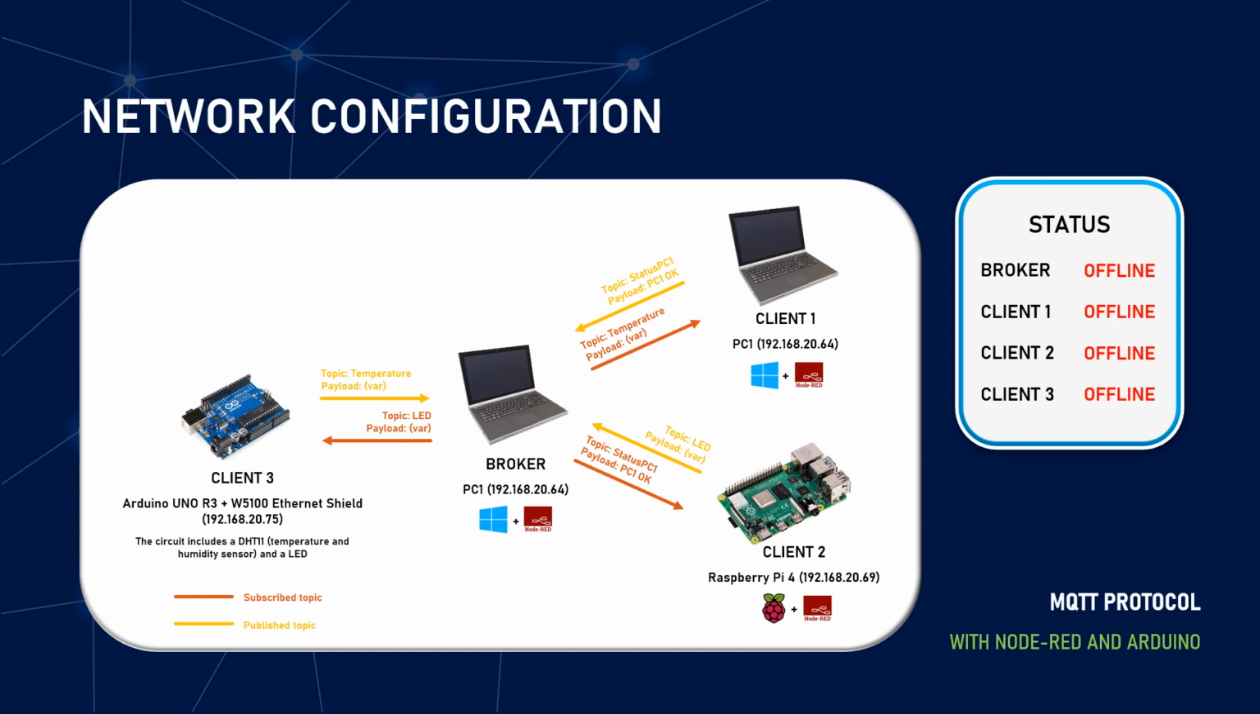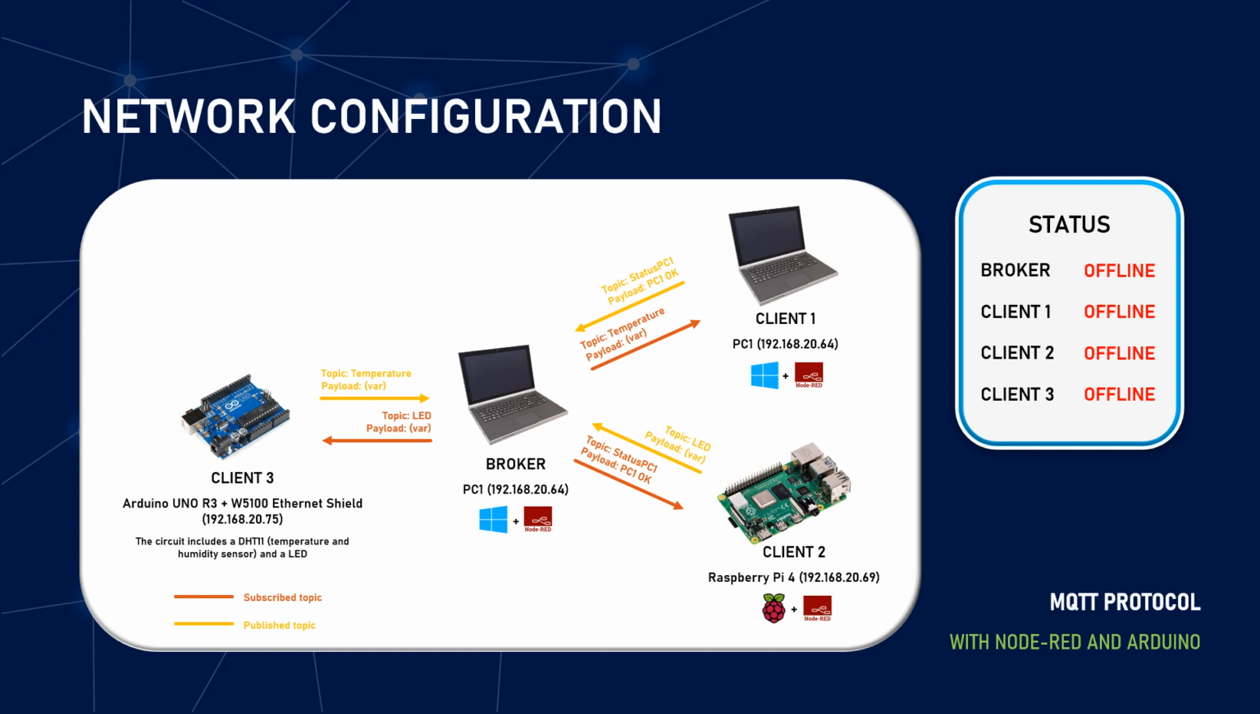Now, a real IoT network. Here we have three devices, a Windows PC, a Raspberry Pi, and an Arduino Uno. As we will see, the broker application is independent from clients and can be easily integrated on the same machine. This way, PC1 hosts the broker and client 1, publishes its status and subscribes to the ambient temperature from client 3.